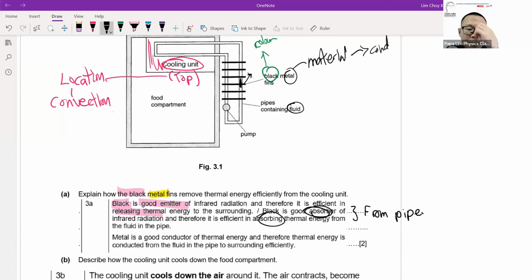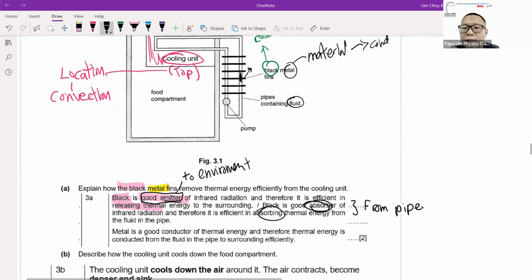Then after that, if it's black fins as an emitter, it will be after absorbing the heat from the pipe, releasing the heat to the surrounding. So it's like a two-way process. One side it will be absorbing the heat, acting as a good absorber, absorbing the heat from the pipe. Then the other way, as an emitter, the fin will be releasing heat to the environment. So this is how radiation takes place concurrently. One side will be absorbing and the other side will be emitting.